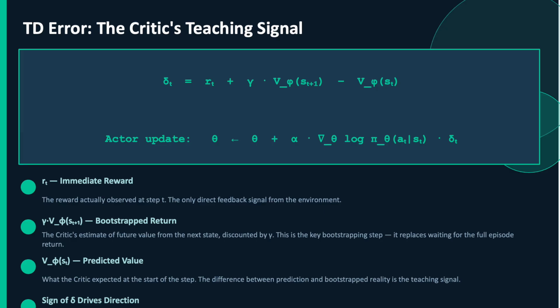The TD error delta_t is r_t plus gamma times V phi of s_t+1 minus V phi of s_t. Let's unpack this term by term. r_t is the reward actually observed after taking action a_t, the only direct feedback from the environment. Gamma times V phi of s_t+1 is the critic's bootstrapped estimate of future value from the next state. This is what replaces the need to observe the rest of the episode. V phi of s_t is what the critic predicted at the start of the step. Delta is the difference between these two: how much better or worse things turned out than the critic expected.